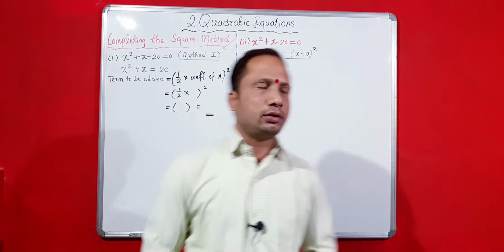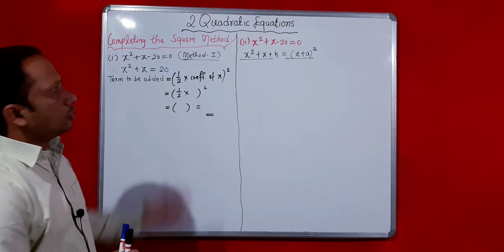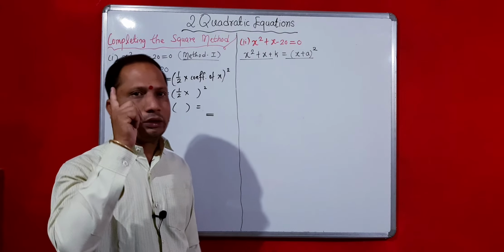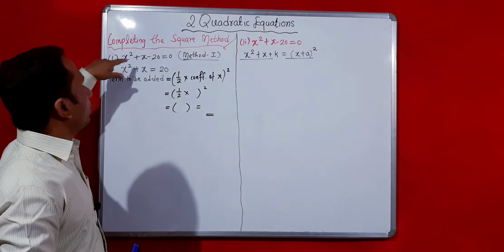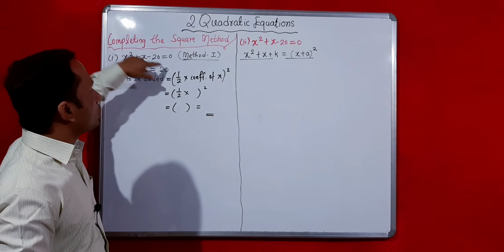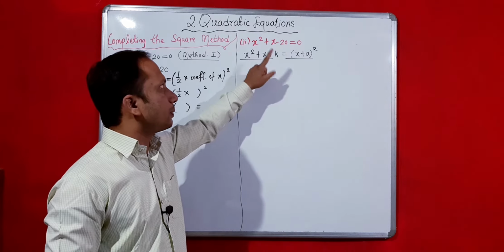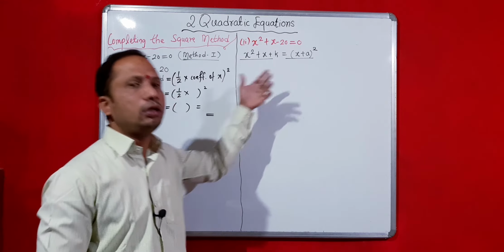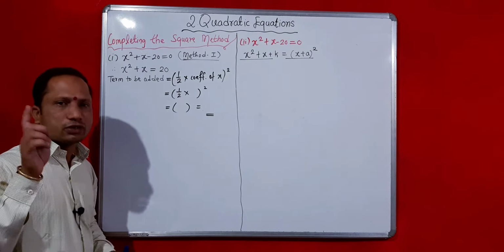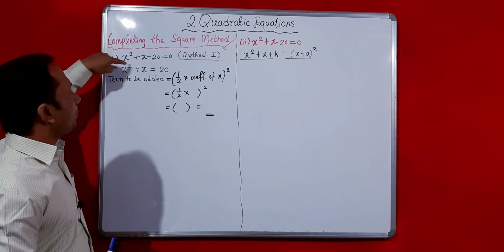So let's start. I have an example: x square plus x minus 20 is equal to 0. I have two methods for completing the square. Method number 1: x square plus x plus k is equal to (x plus a) bracket square. This is the second method, but first we will learn the first method and then we will learn the second method. So in this case, x square plus x is equal to 20.